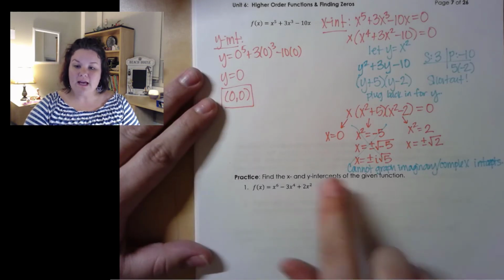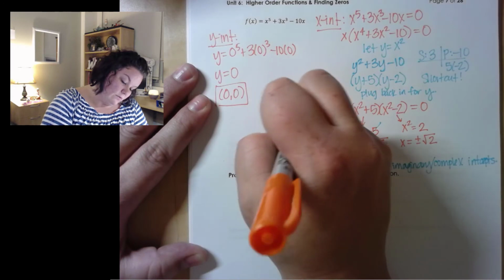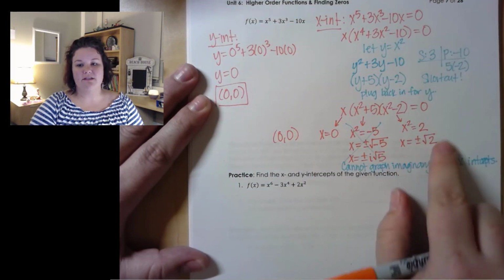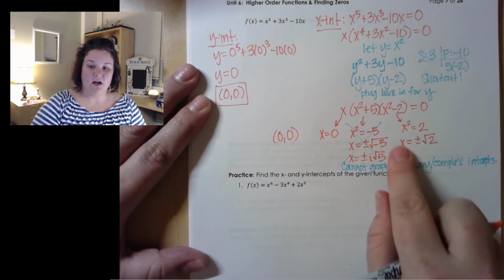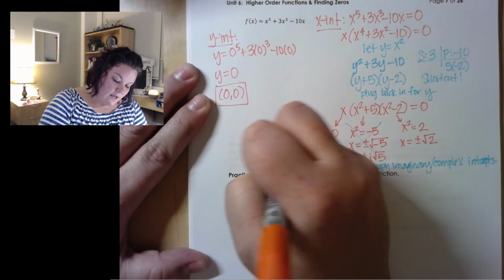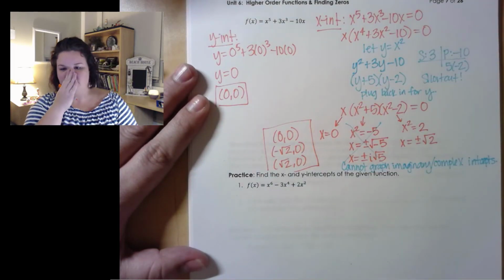Okay, so the only x-intercepts that we get from this problem would be (0, 0), which we got from our greatest common factor, right? And then the two x-intercepts that we get from that last factored quantity, which is negative square root of 2, 0, and positive square root of 2, 0. Okay, so those are our x-intercepts.